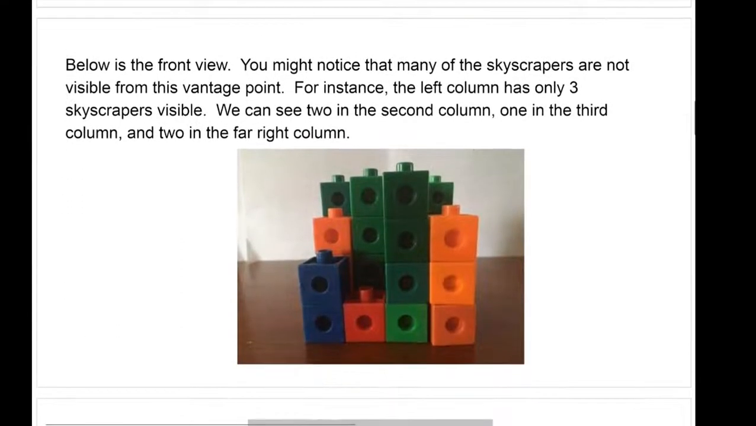Below is the front view. Here you can see how even though it was a 4x4 grid, we can only see so many towers in each row. Here we can see 1, 2, 3 towers. The fourth one is hidden behind or in between somewhere. Here we can see 1, 2. The rest are hidden behind. Here we can only see 1, and here we can only see 2 towers. Those are the numbers that are on the outside.